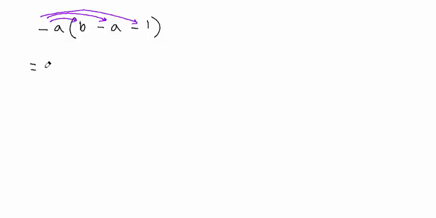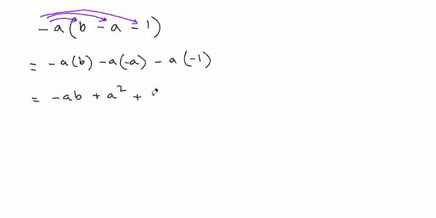Negative a times b, and then again we have a negative a times negative a. The two negatives will turn this to a positive. We will do that in the next step. And finally, a negative a times a negative 1, which will again turn to a positive. When you multiply a negative with a negative, you get a positive. Hope you know that. Therefore, this is going to be negative ab plus a squared plus a. Hope that helps.